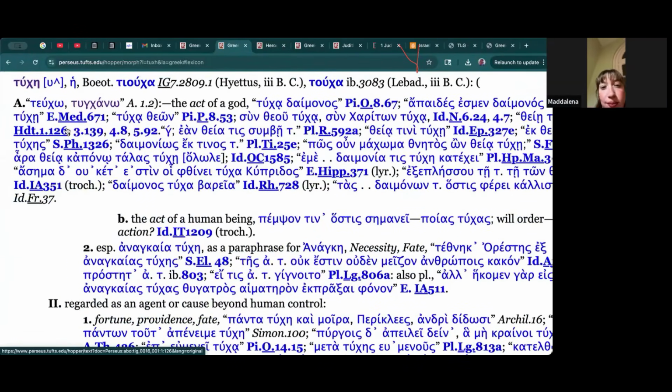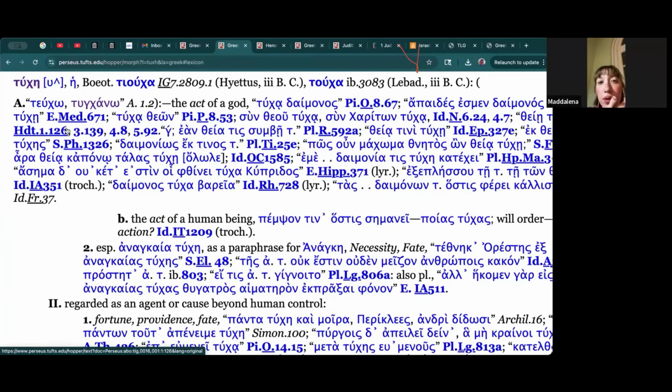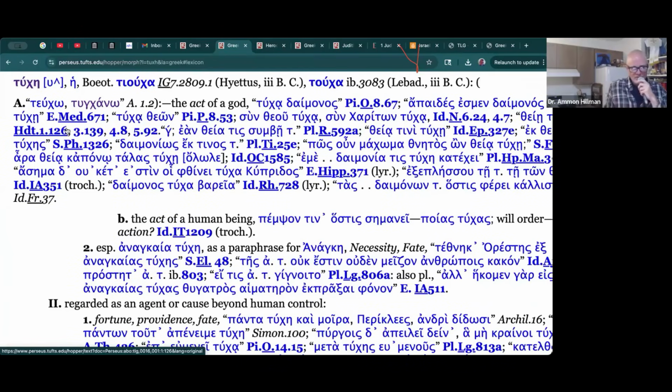Your action. And notice that the very first word here under A in Greek is tuchai, right? After teucho and tuchon. Tuchai daimonos, by the act of a god. How did it happen? By the act of a daimon. Okay.